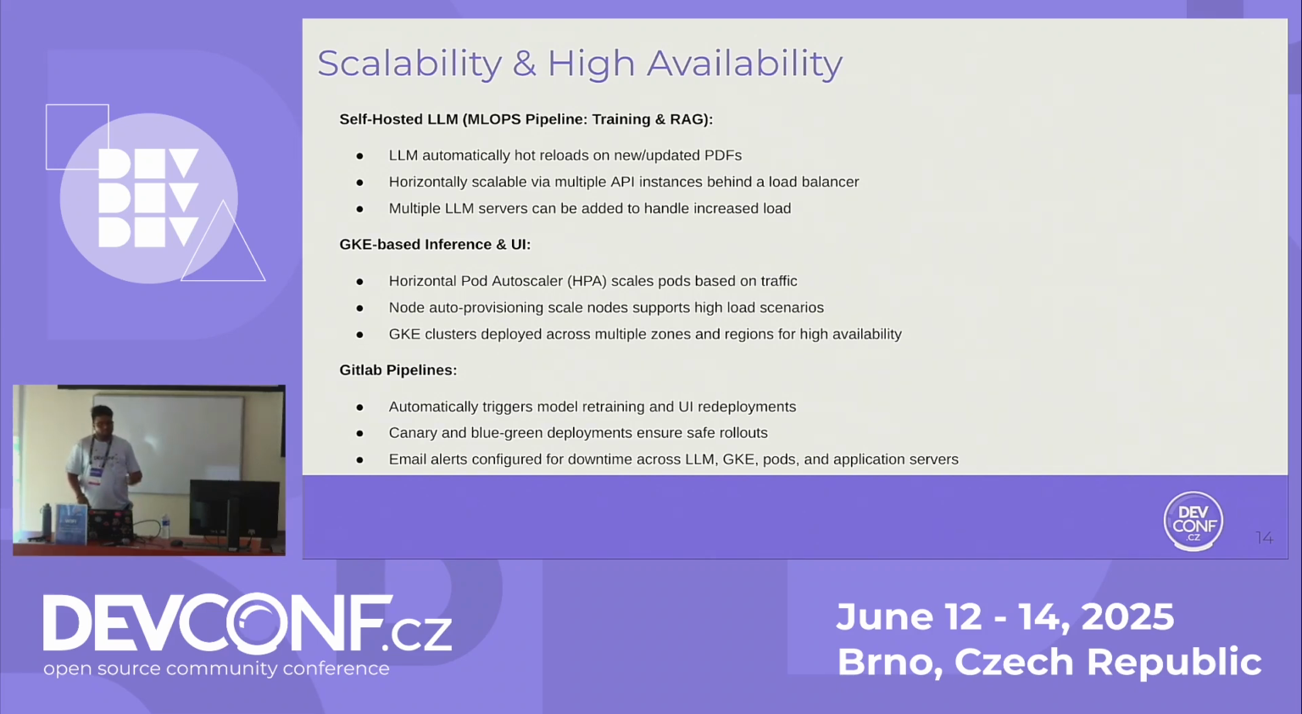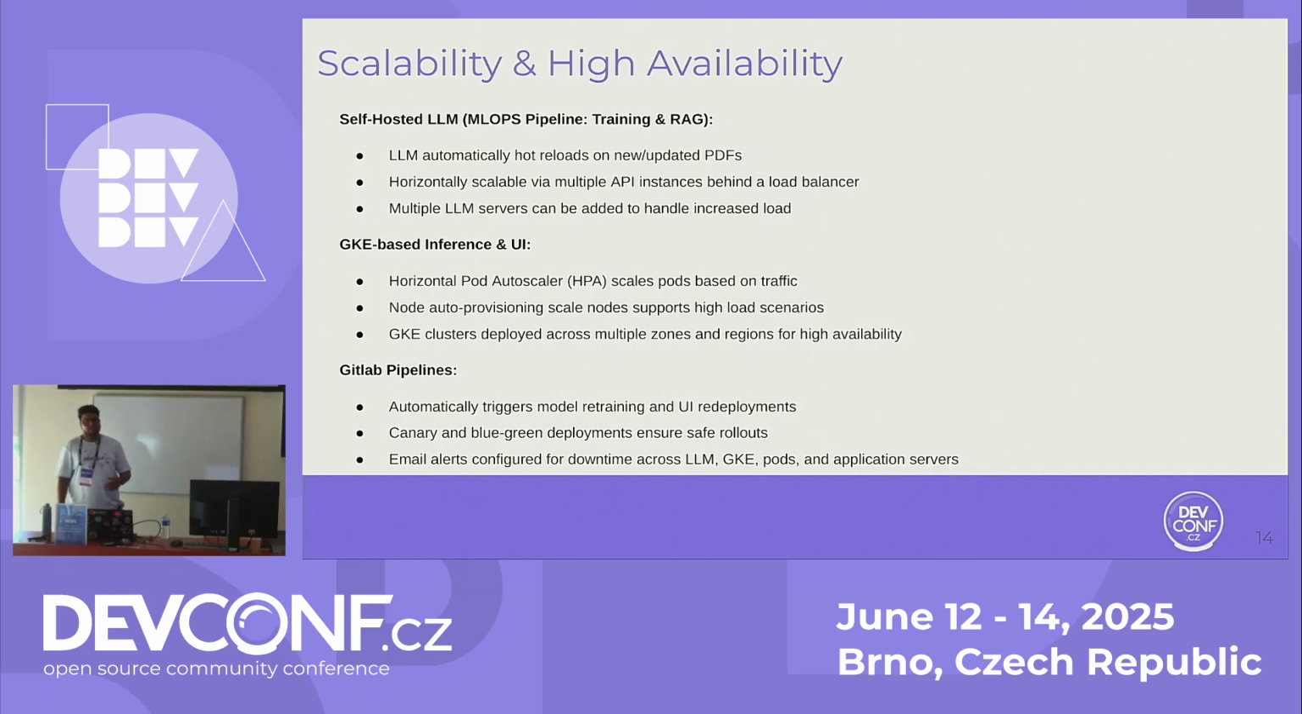And we can use multiple LLM servers; they can easily handle the load. The second part is the GKE, where our UI application is deployed. For pod autoscaling, we should use one of the Kubernetes resources, the Horizontal Pod Autoscaler. According to the traffic, it can easily scale our pods. We also need some kind of auto provisioning of nodes. If a node is fully exhausted, it should auto provision, so we don't face downtime.